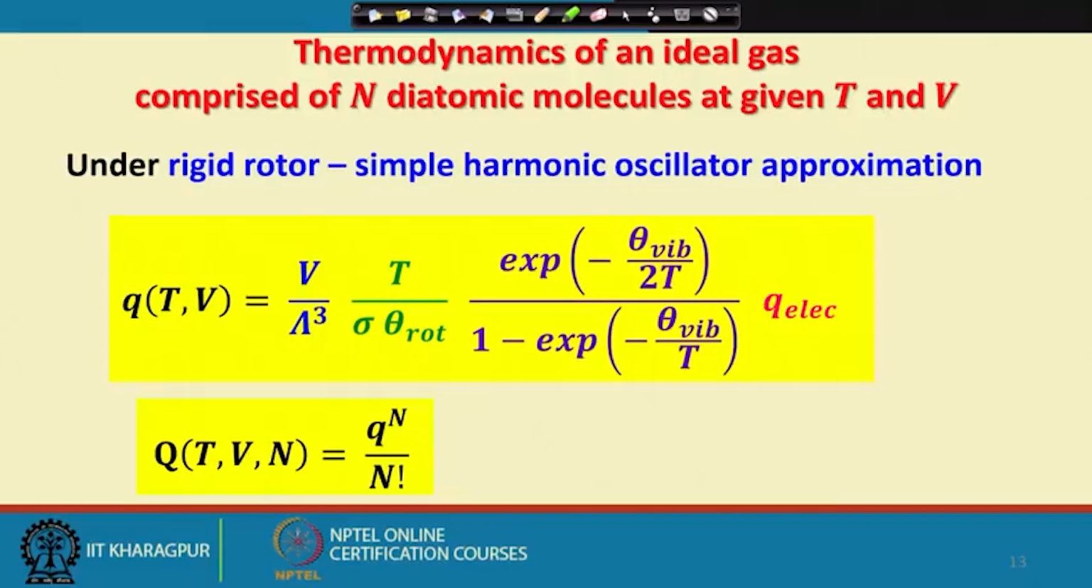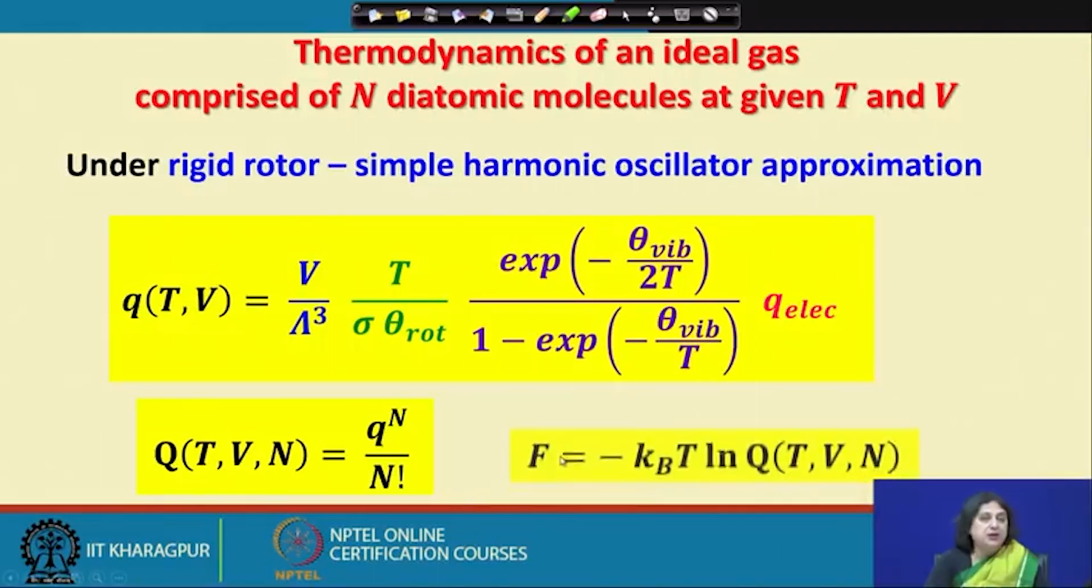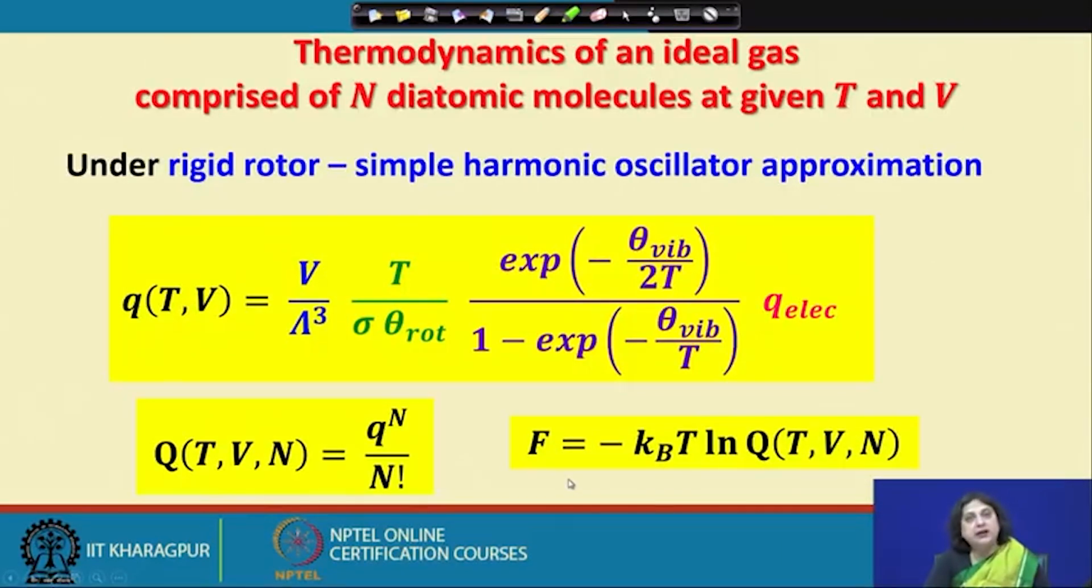That is given by small q to the power of N divided by N factorial, and once you have obtained this relationship, you are all set to get the thermodynamics of this ideal gas, because ln capital Q is related to the Helmholtz free energy of the system. So, in summary, what we have learnt so far in this course for an ideal gas is as follows.